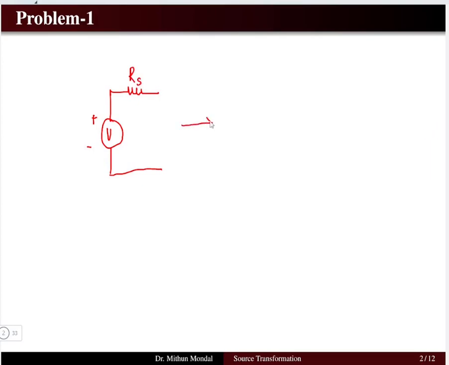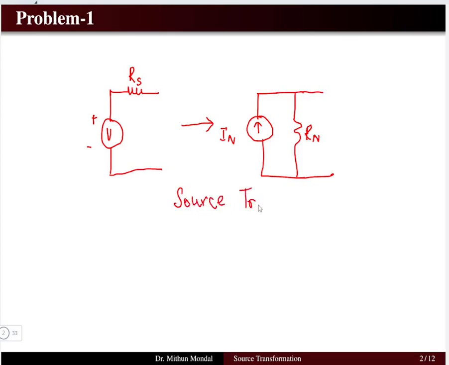This circuit, a voltage source in series with a resistance, can be converted to a current source in parallel with a resistance. So the Thevenin's theorem and the Norton's theorem are basically taking this source transformation into account. The theorems depend upon the source transformation. Here the voltage source is converted to the current source, and the resistance which was in series has now come in parallel.